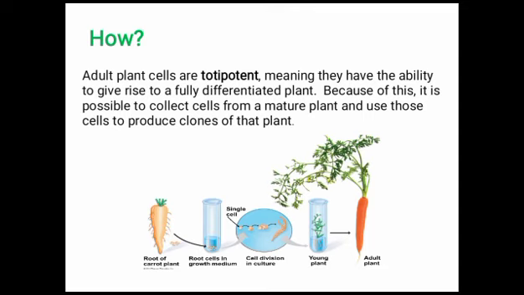Because of this, it is possible to collect cells from mature plants and use those cells to produce clones of that plant. It means we can collect a cell from a mature plant, or from the mother plant, and by using this cell we can produce clones of that plant.